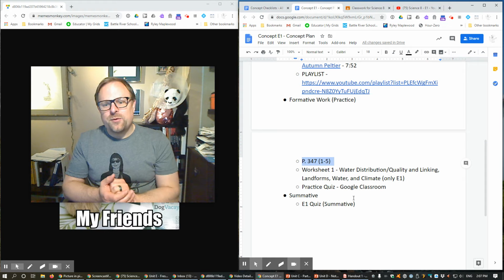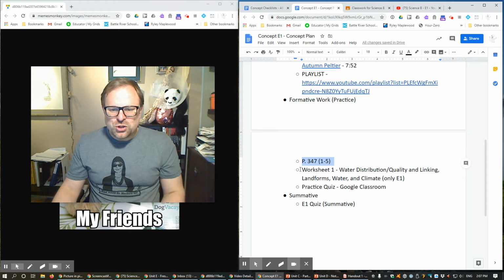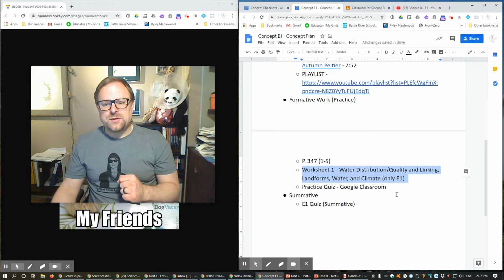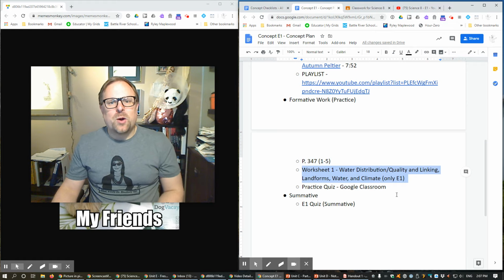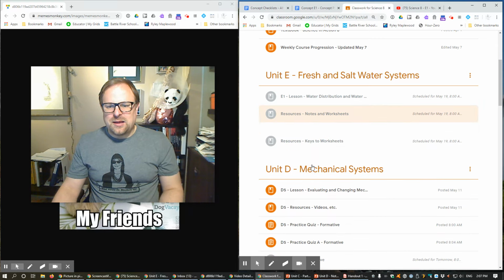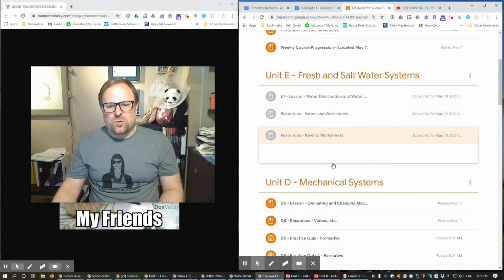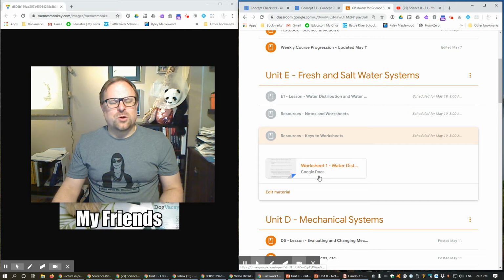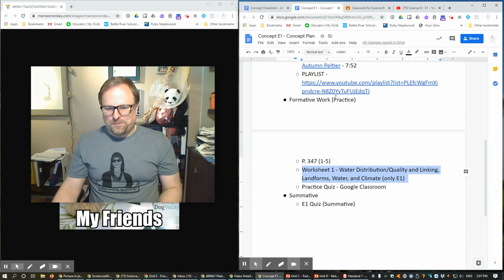If you need any help with them, track me down. There is worksheet number 1 as well in the Google Classroom under notes and worksheets for this unit. You can do concept E1 in there. There's a key. Don't forget the keys are all located in resources, keys to worksheets. And then there's the worksheet 1 key there for you as well.